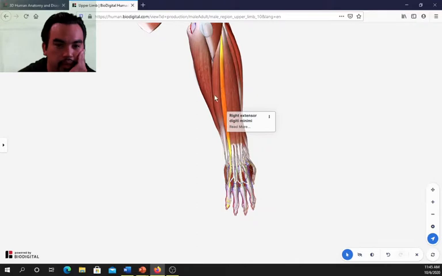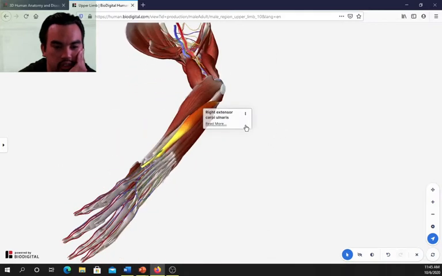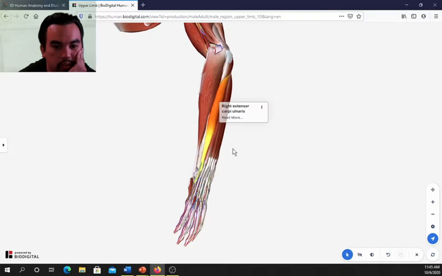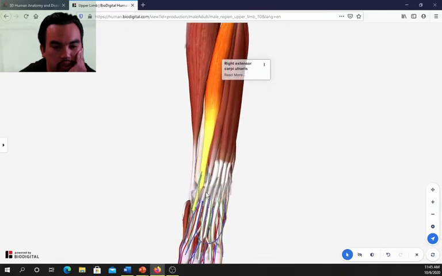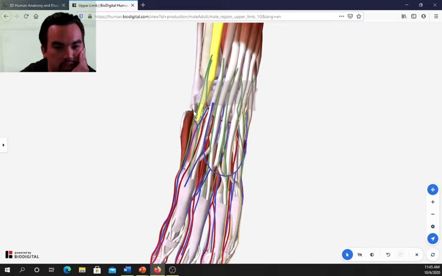And I don't have all these listed in the PowerPoint. Only the ones in the PowerPoint are the ones I actually want you to know. The right extensor carpi ulnaris. So it's a shorter muscle, right? It doesn't actually go all the way down to the tips like the other ones do. It stops right there at the base of that fifth.